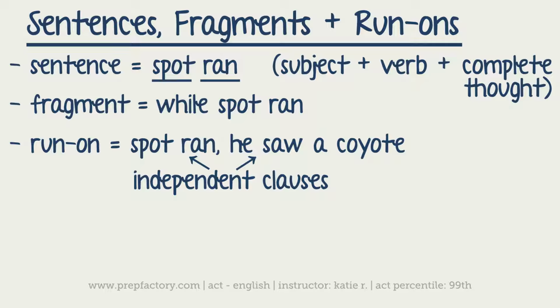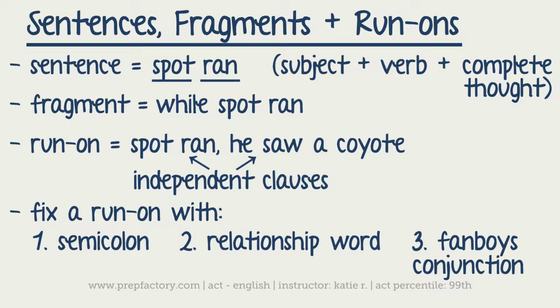So, the three ways that you can fix a run-on are: 1. Using a semicolon, 2. Using a relationship word, and 3. Using a FANBOYS conjunction. You could fix the sentence by saying, "Spot ran; he saw a coyote." Or you could fix it by saying, "Spot ran because he saw a coyote." Or with a FANBOYS conjunction, "Spot ran, and he saw a coyote." The FANBOYS conjunctions are for, and, nor, but, or, yet, and so. So any of those three ways can fix a run-on.